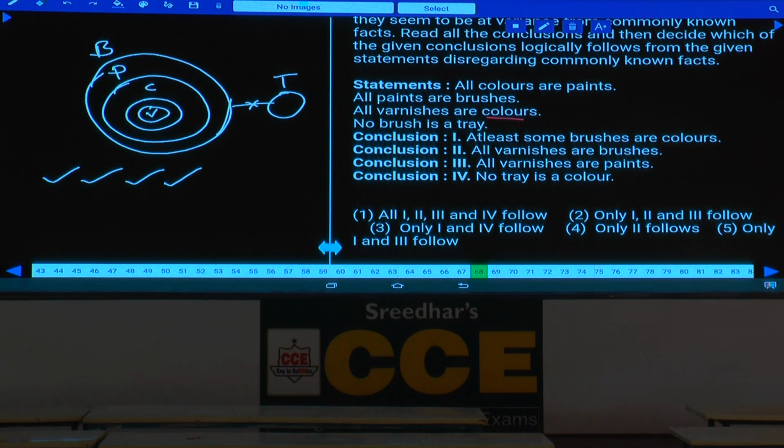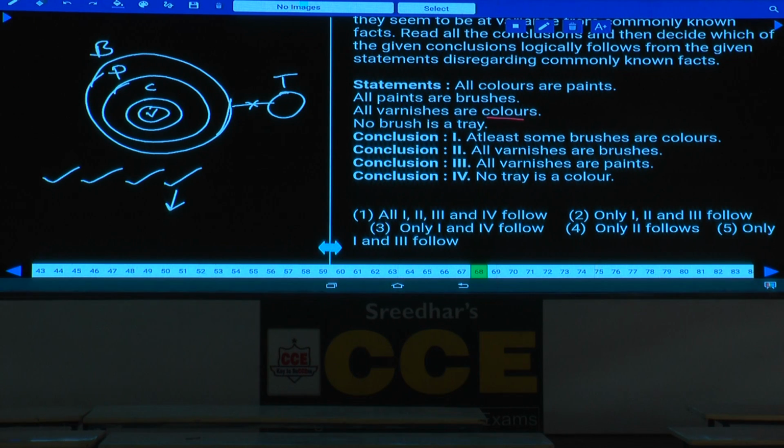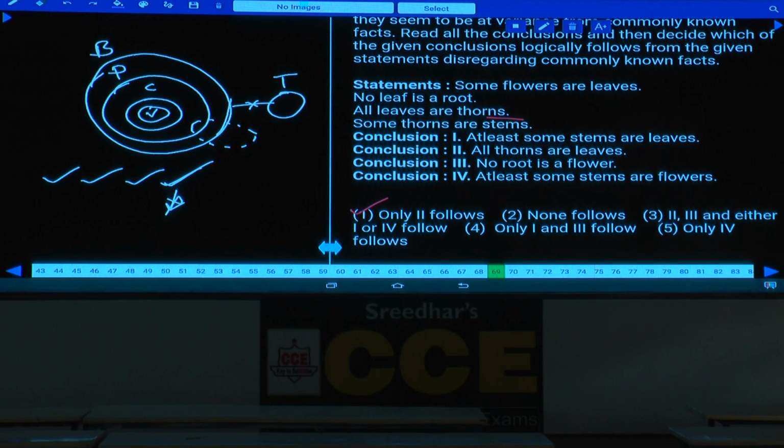Among these four conclusions, the fourth one is a negative conclusion. As it is a negative conclusion, now we need to draw an alternate diagram. Then what is the complementary here? Some trays are colors. Is it possible to draw some trays and colors like this? No, isn't it? Hence the alternate diagram cannot be done. This is true forever. Then what is your answer? All the conclusions follow. 1, 2, 3 and 4 follow. Choice 1. 68, choice 1.